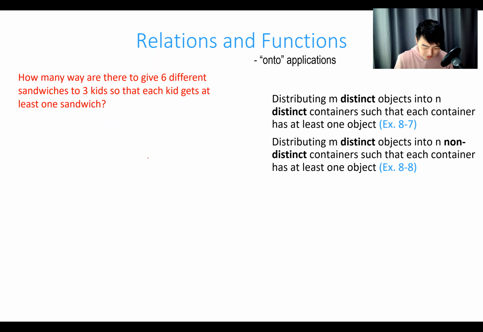Okay, so if you take a look to the left here, we have a question. How many ways are there to give 6 different sandwiches to 3 kids so that each kid gets at least one sandwich? All right. So let's pretend that we have two sets. We have the set A, which are the sandwiches. We have 6 different sandwiches. So S1, S2, all the way up to S6.